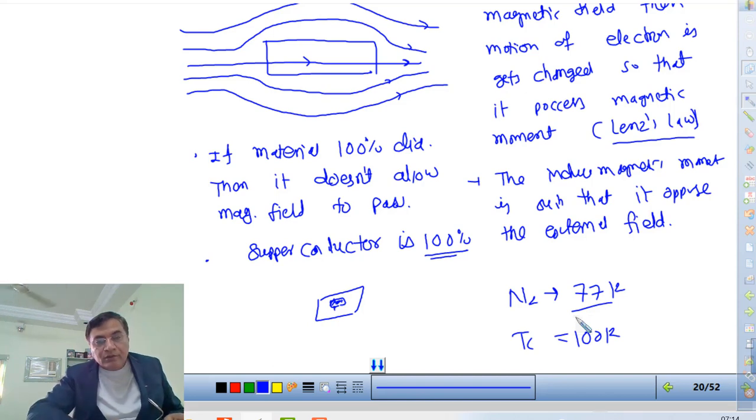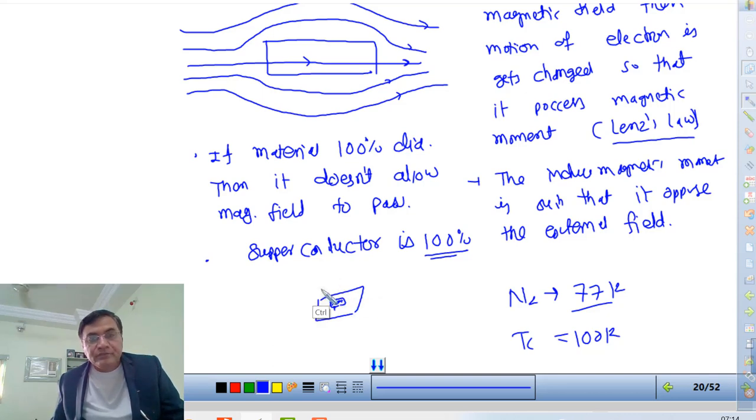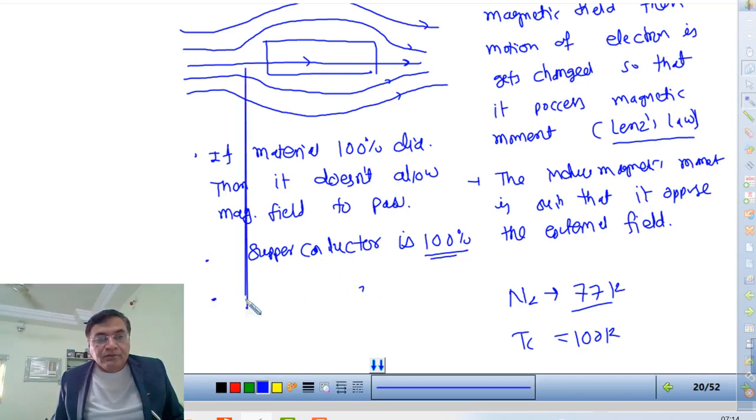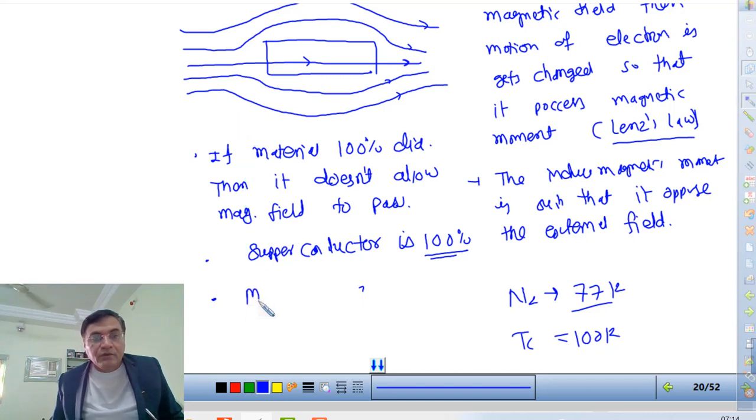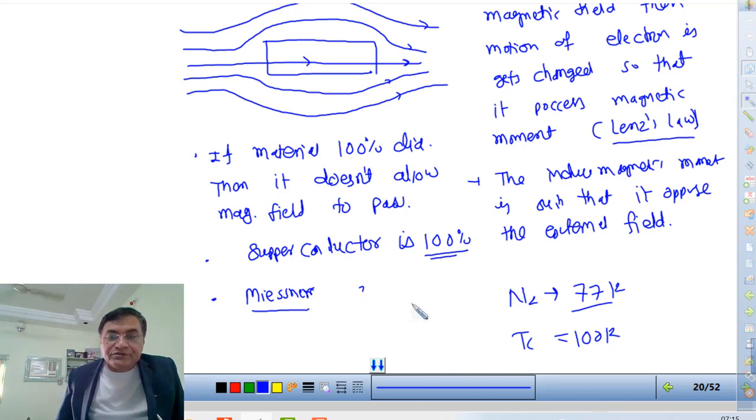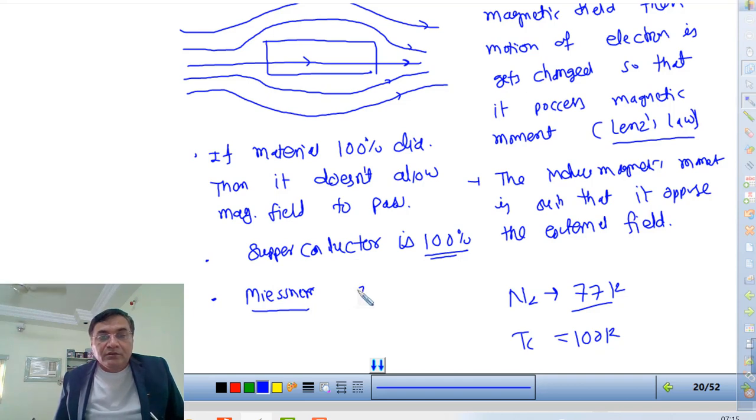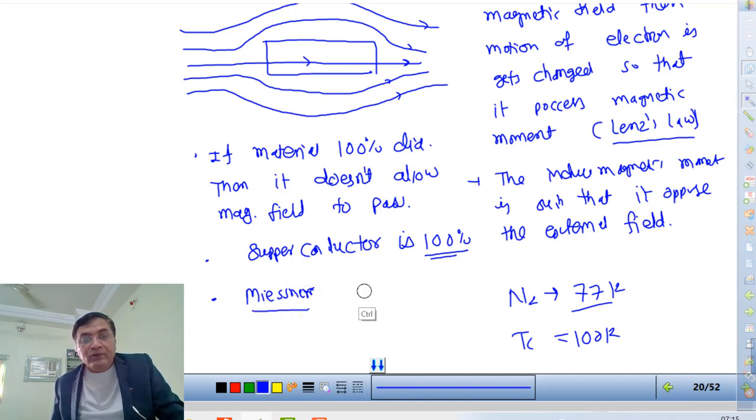And this was observed for the first time by Meissner. Maybe the spelling has a slight change. Meissner is the name of the scientist who discovered this phenomenon, that the magnetic field is not allowed inside. This question was asked in 2020 in the board examination: who discovered the diamagnetic nature of superconductors? Okay, Meissner. So this is a question hidden in a single line.